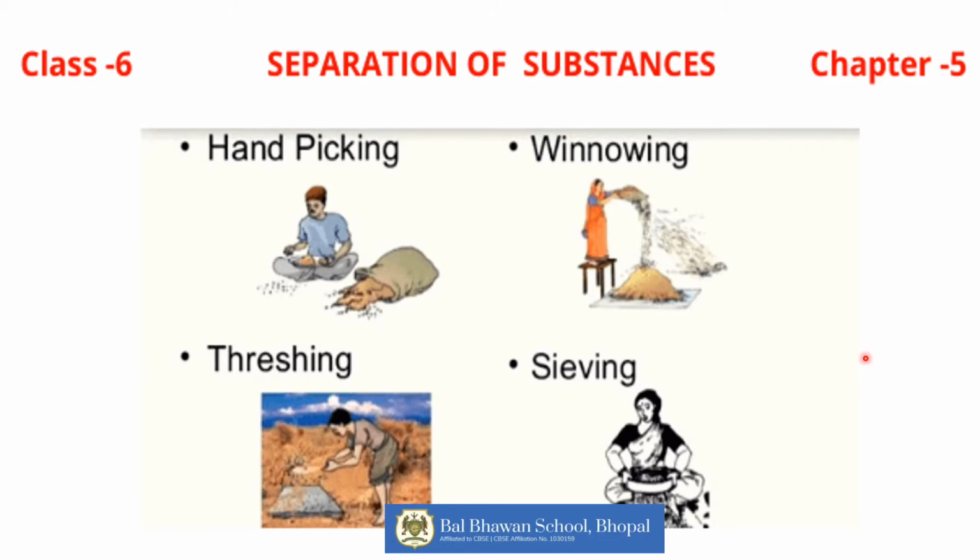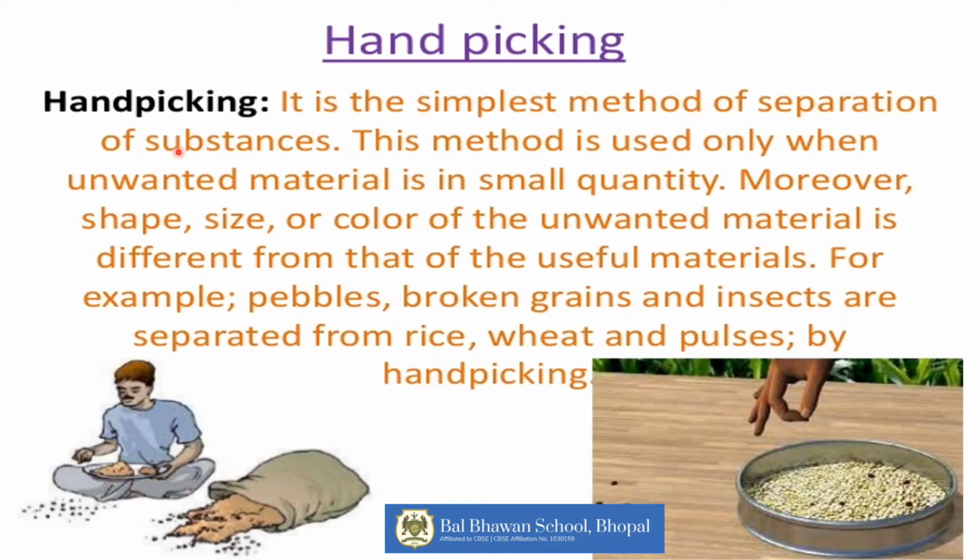Now let us see some common methods of separating substances. One is handpicking, then winnowing, then threshing, and then sieving. Now we are going to discuss each method in detail. Let us start with handpicking. As the name suggests, in handpicking the unwanted material is simply picked up. It is the simplest method of separation.